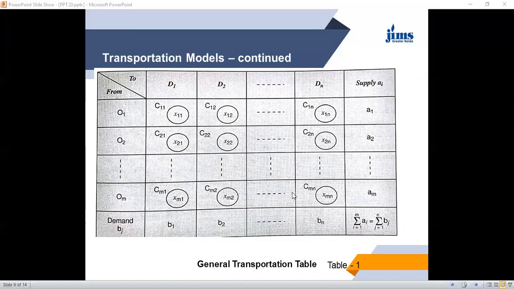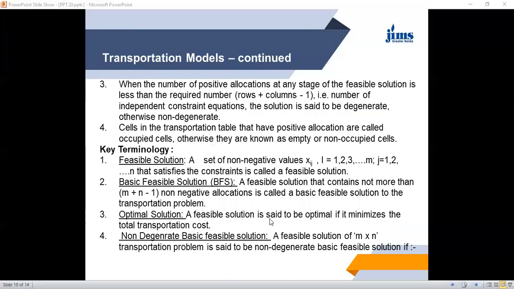So the number of allocations must be equal to m plus n minus 1, means number of rows plus number of columns minus 1. Otherwise the problem becomes degenerate and you cannot solve the problem. There are ways and techniques to remove this degeneracy, but we should understand at this stage that to start the solution of the problem, the number of allocations must be equal to m plus n minus 1. The cells where some positive allocations have been made are called occupied cells or filled-in cells.